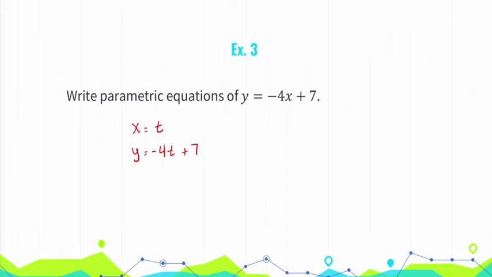Those are the parametric equations for the line. There are potentially other ways that you could do this. Like you could make x equal to 2t, and then y would be -8t plus 7. But this would be the easiest way to do it.